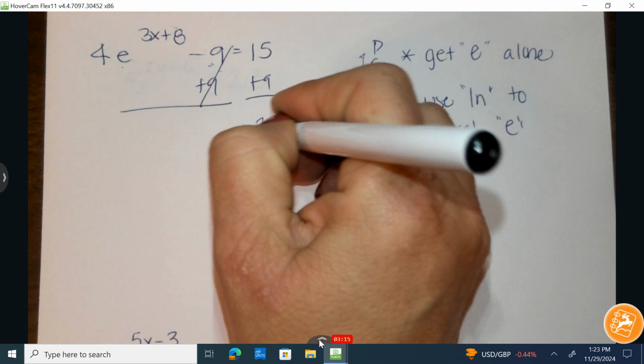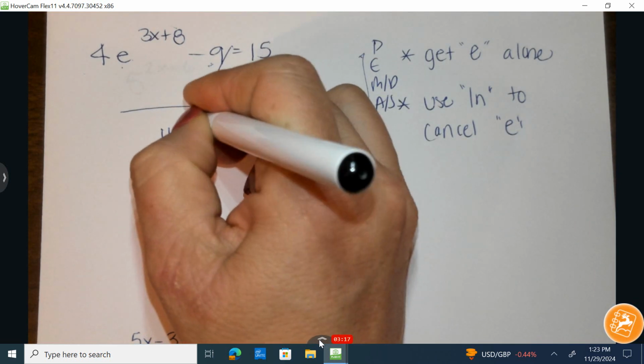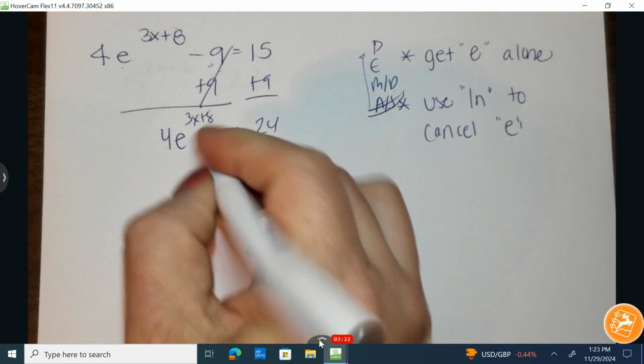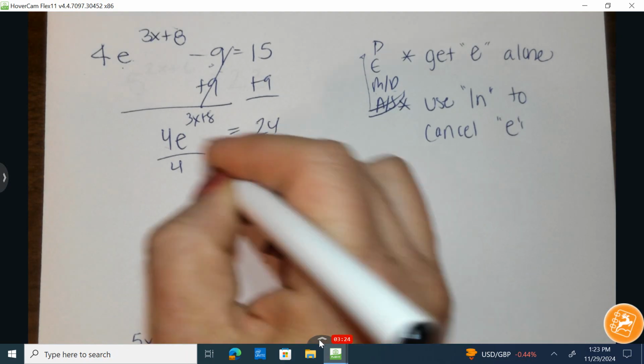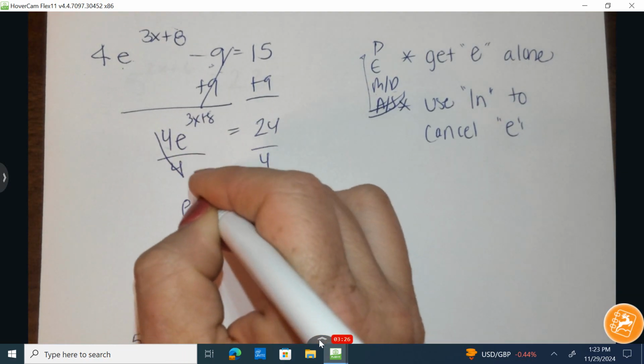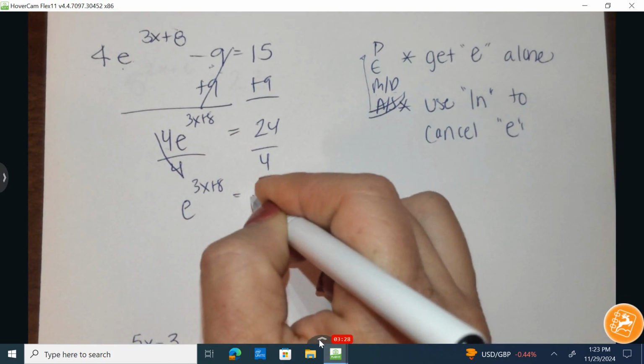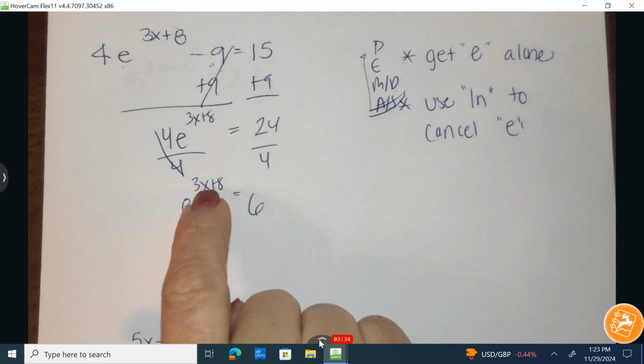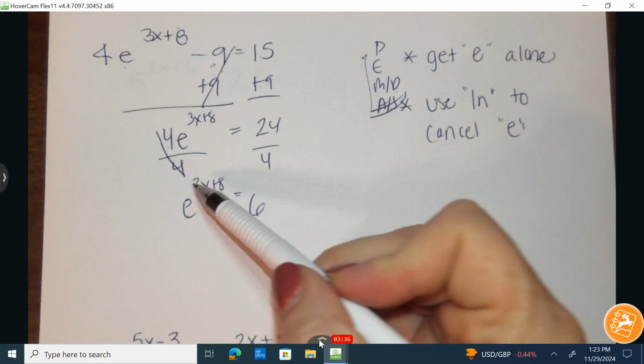25 plus 9 is 34. And I'm just working myself up this list. So now, is there a multiplying or dividing? Again, we can divide by 4. Opposite of multiplying is dividing. And then we come to a point that looks very similar to the first 3 problems. So we now need to still solve for x, and I'm left with e raised to this value.